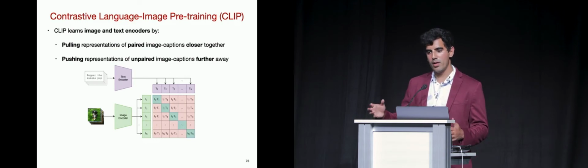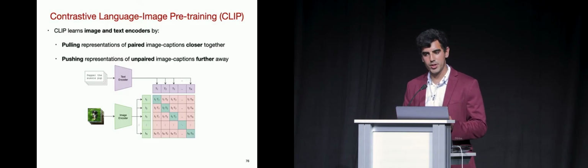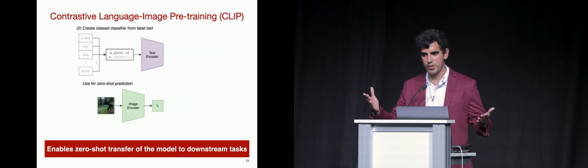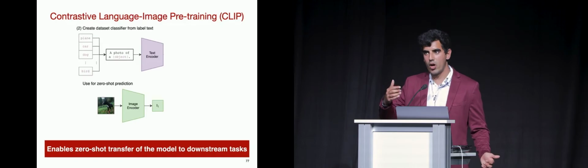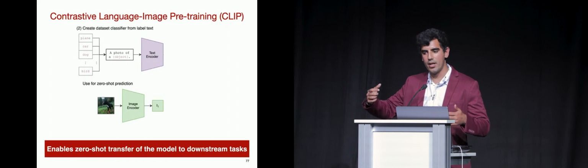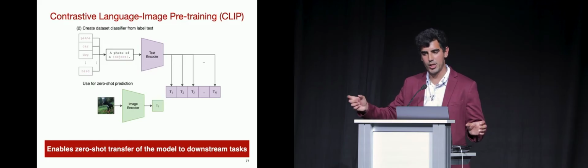So CLIP learns image and text encoders by pulling representations of image caption pairs closer together and pushing representations of unpaired image captions further away. The idea of CLIP is that instead of using augmentations, can we just take paired image caption data that we have on the internet and learn a good image encoder from that? We do this by pulling representations of paired image captions closer together and pushing representations of unpaired image captions further away.